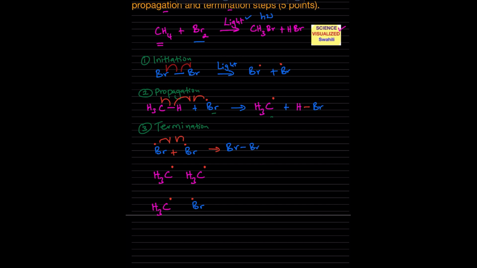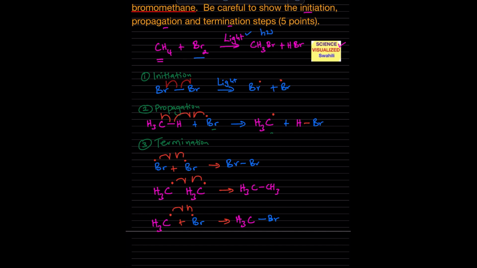Or you could have the methyl radicals coming together, single electron process, and that will give you H3C-CH3. Lastly, you could have the methyl radical connecting to the Br radical, and that gives you H3C, and now this is connected to the Br. And that's the reaction mechanism for free radical reaction.